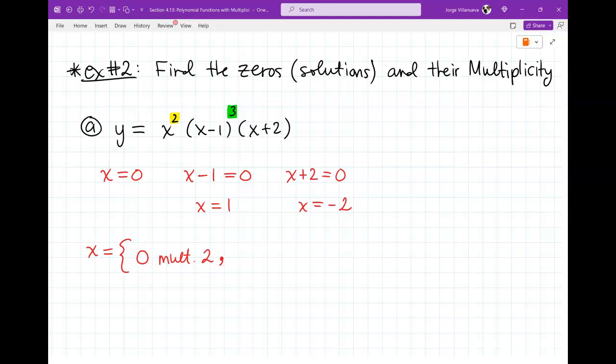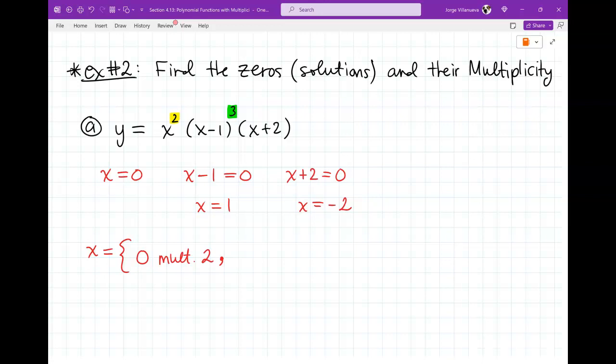Okay? So do you guys understand how I got 0 multiplicity 2? So I solved the x squared part. I just wrote x equals 0. And then I solved it, which was 0. Right? I didn't do anything. And then I said, where did this 0 come from? It came from here. What did this look like? X squared. The 2 tells me it's multiplicity. Multiplicity 2. The power is where you find it.